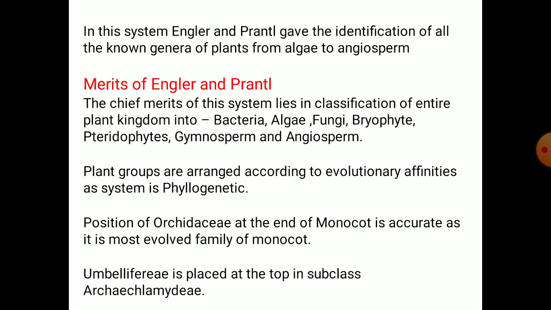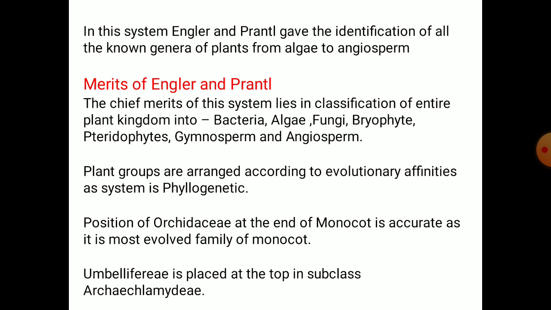The plant groups are arranged according to the evolutionary affinities, as the system is phylogenetic. The system is phylogenetic. It means that it considers the evolutionary descent as well as the character regarding paleontological evidence, or the ancestral point of view. It is the phylogenetic system, and that is why the evolutionary affinities should be there. Whatever the similarities from the evolution point of view, they are to be taken into account. This is also one of the merits of the Engler and Prantl system.